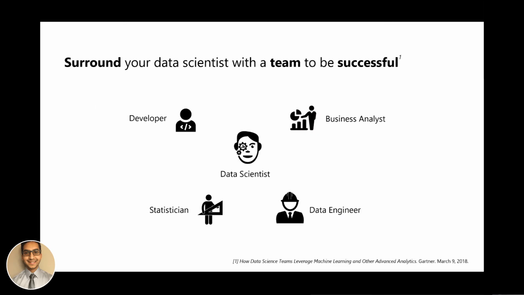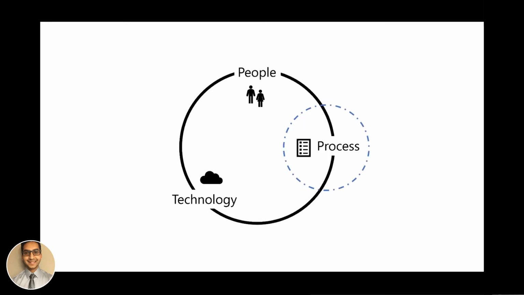So the idea is to surround that data scientist with a team to be successful. You're not going to be able to do MLOps with just one data scientist who is this unicorn, brilliant person who can do it all. Maybe there are a few like that, but generally that's not the case in the average human skill set. So you have different people like developers, business analysts, statisticians, data engineers, and of course the data scientists. And all of these personas working together can make a successful DevOps or MLOps practice.